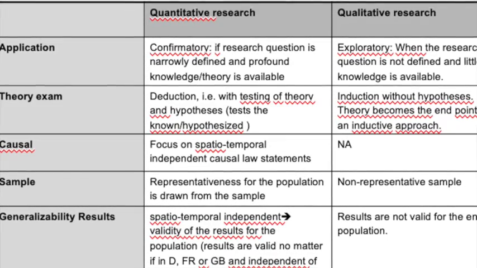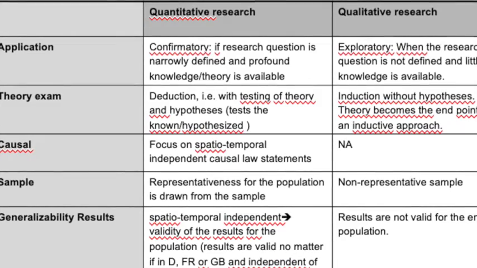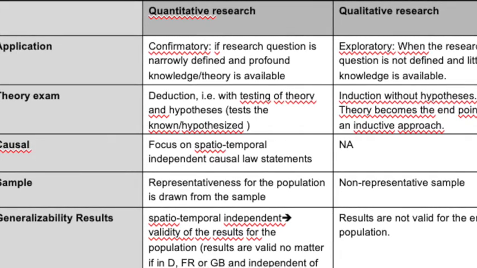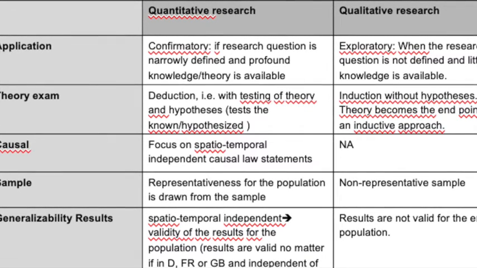The sample in quantitative research is representative for the population, and the sample is drawn from the mother population, whereas in qualitative research the sample is non-representative. And the generalizability of the results should be, as I already said, spatio-temporal independent. The results should hold no matter the country or the time, and everything is independent. Whereas the results are not valid for the entire population in qualitative research.